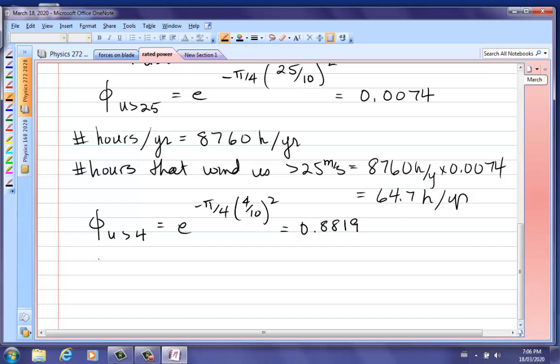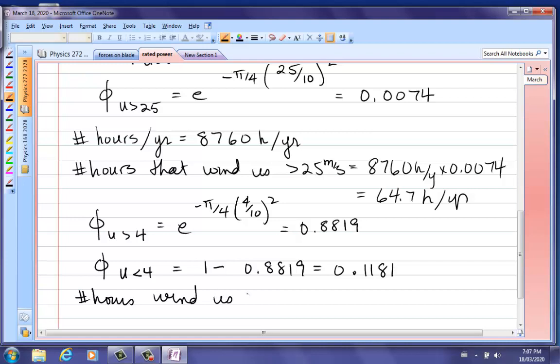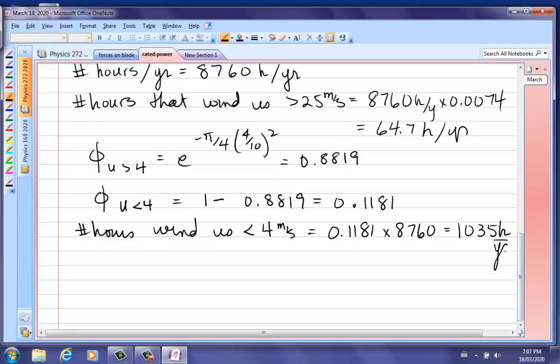Okay, so that's a greater than. If we want less than, then we have to take 1 minus 0.8819. And this is if it's less than, and this is only 0.1181. So the number of hours wind is less than 4, that's the cut in, 0.1181 times 8760, and that gives you 1,035 hours in a year. Okay, so that's part A and part B.